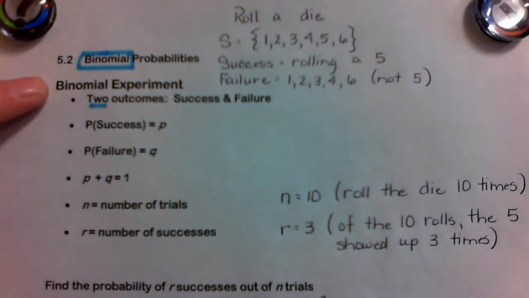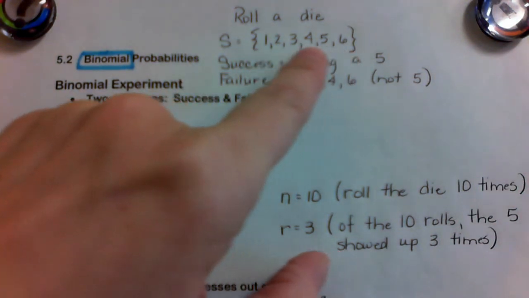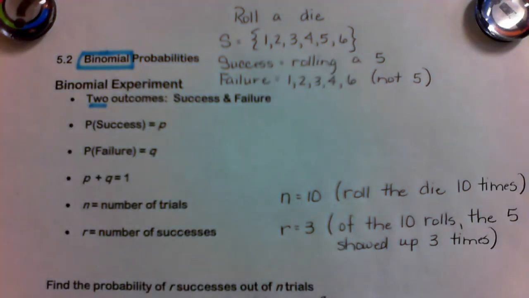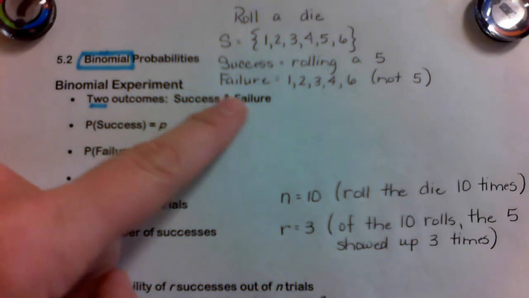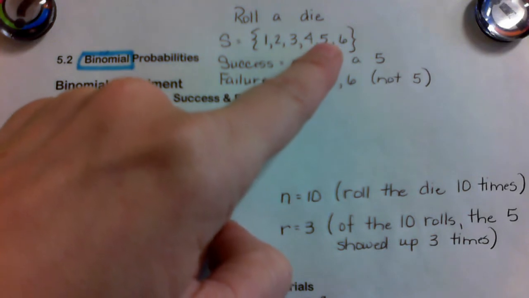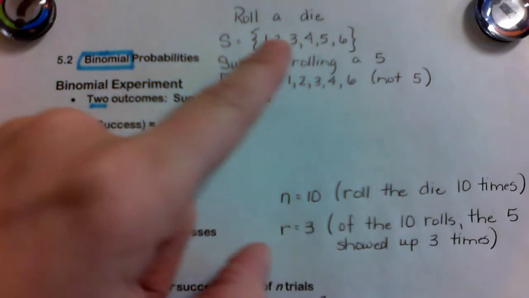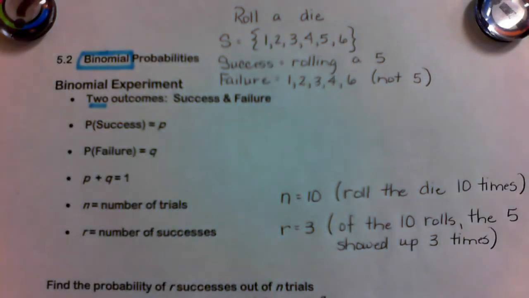A binomial experiment has only 2 outcomes. When you look at this, you go, wait a minute, there are 6 possible outcomes. What we're going to do is define what we call success and failure. Success is going to be rolling a 5, so there's only 1 in there that would be considered success. Failure would be everything else, so there would be 5 that are not success. So our 2 outcomes are success and failure, and we will be defining what success and failure are.